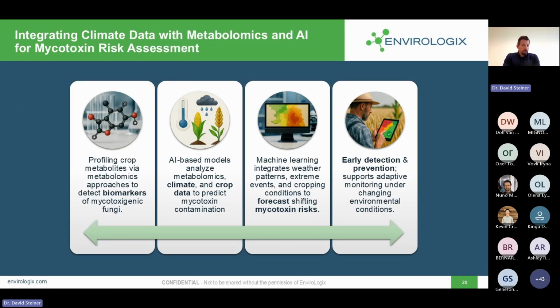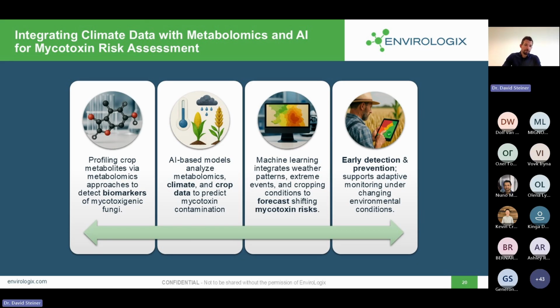But now I would like to shift gears a little bit and go beyond reactive detection. We also need to understand what actually drives mycotoxin formation. And by combining climate data, crop metabolomics, and artificial intelligence models, we can today predict where and when risks will emerge. So how does that work?